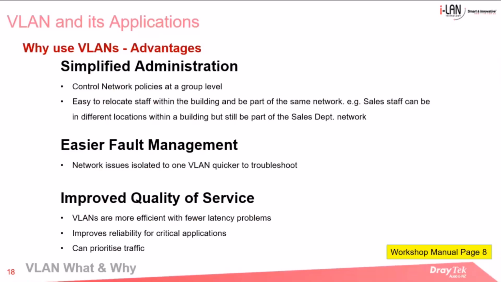VLAN can also be used to prioritize traffic, and this will make sure the data keeps flowing on critical applications, even when lower priority traffic causes congestion, like web browsing spikes.